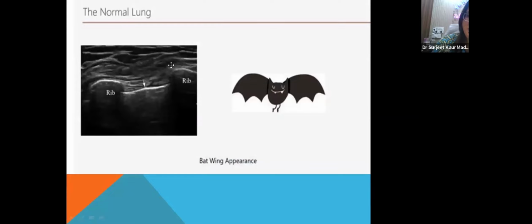Whenever you start doing a lung ultrasound, you have to start with the bat wing sign. Just concentrate on this bat wing picture. This is one rib, which is anechoic, and this is another rib, and this is the pleural line. It is an imaginary look, it looks like a bat wing. This is called the bat wing sign, and you start reading your lung ultrasound with the bat wing sign.